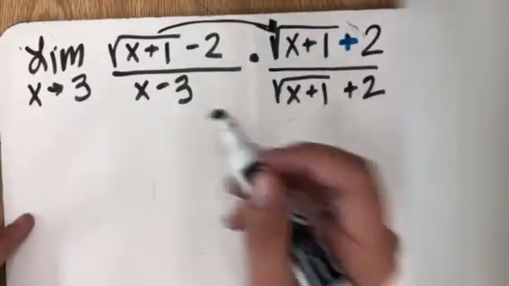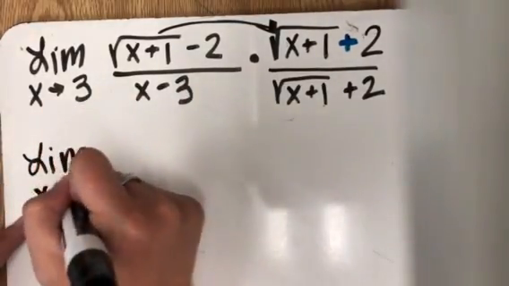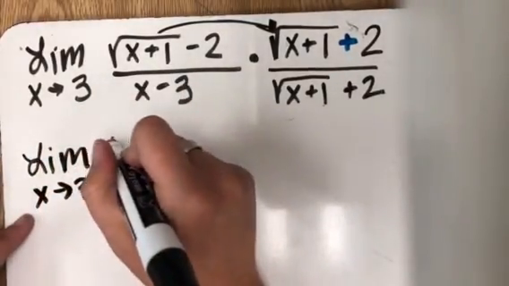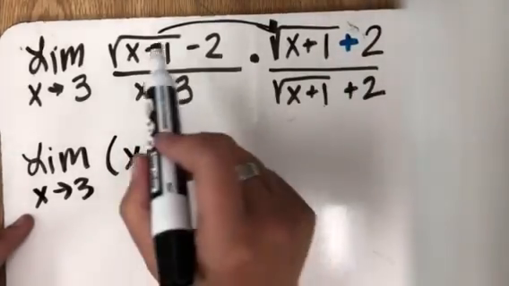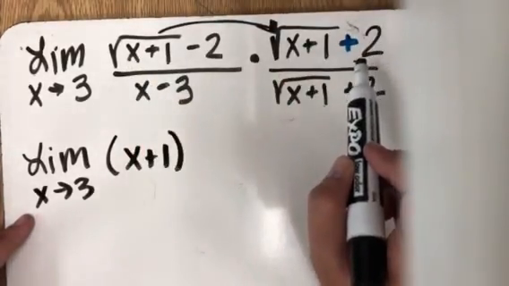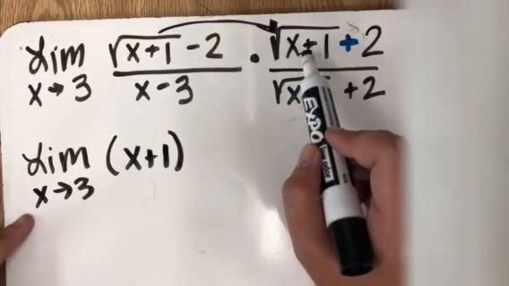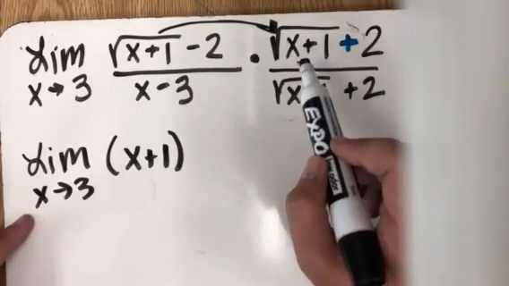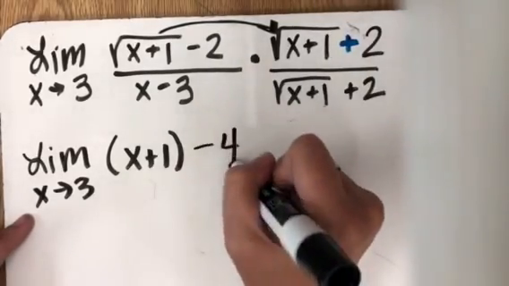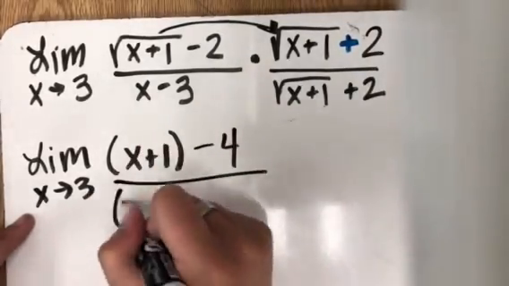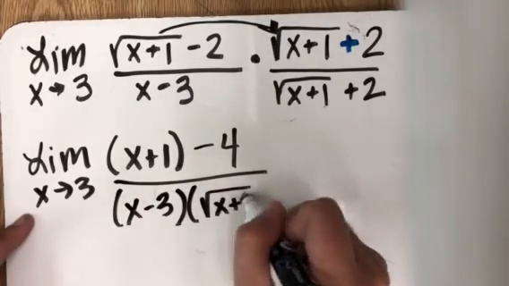Multiplying something times itself is like squaring it. Squaring and square roots cancel each other out, so I am left with, to be grammatically correct, rewrite this limit here. I have just x plus 1 now. It's no longer the square root because I multiplied it times itself. I have a positive 2 square root of x plus 1, but I also have a negative 2 square root of x plus 1. So those will add to be 0. They'll go away. Then I have negative 2 times positive 2 is negative 4. That's my new numerator.